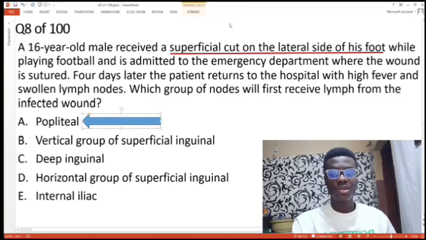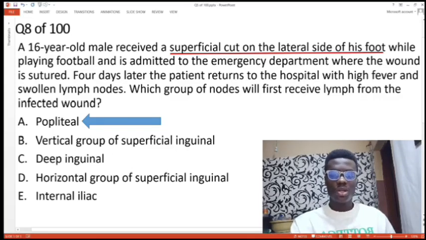Now, why are the other options wrong? The popliteal lymph node receives lymph from the leg, then it drains into the deep inguinal lymph node, right? So the popliteal lymph node drains into the deep inguinal lymph node, which makes option C out. Then the deep inguinal lymph node drains into the external iliac lymph node. So that's how it goes.